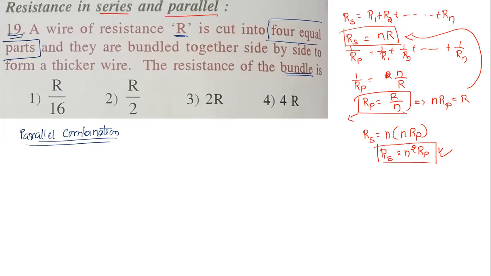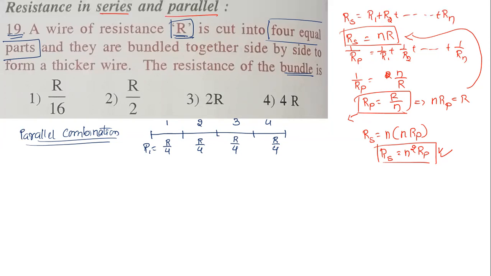Now they're asking the resistance of the thicker wire. Before that, we first need the resistance of each part. We have a wire, let's say this much. How many parts? 4 parts: first part, second part, third part, fourth part. Initial resistance R is given, so the resistance of each part becomes R by 4. This part also R by 4, this part also R by 4, this part also R by 4. Now they are bundled, so R1 is R by 4, R2 also R by 4, R3 also R by 4, R4 also R by 4.